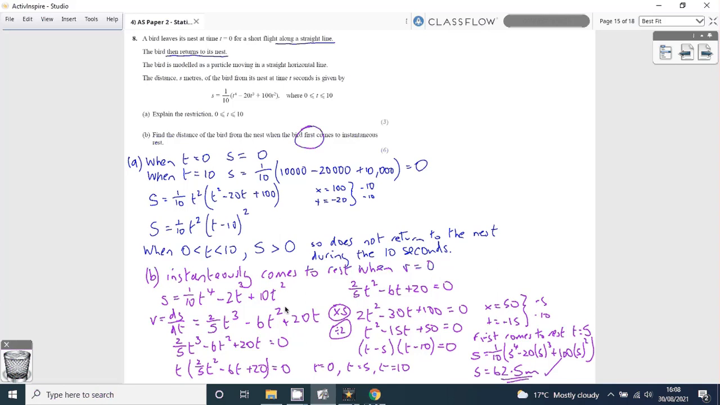So I want to know the distance of the bird when the bird first comes to instantaneously rest, having left the nest. So that's going to be when t is 5. So it's initially in the nest. It leaves the nest for the first time, comes to rest, and then returns to the nest. So I want to substitute into the displacement formula when t equals 5. So subbing that into the distance formula, I get S being 62.5 meters.